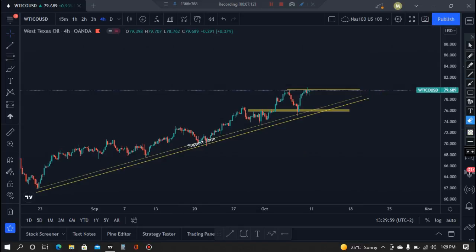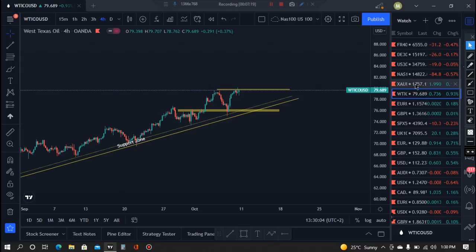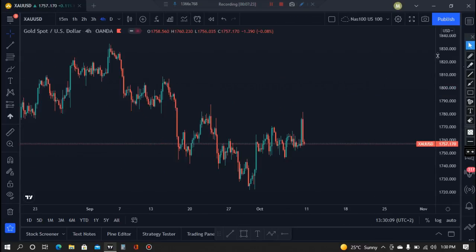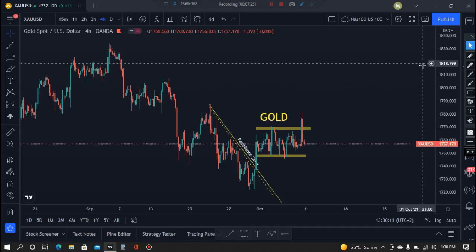Unless the market breaks that, is where we're going to say now it's time for us to think about sell. But we're not going to think about that, because the market is still going above our support area. I hope you understand that.